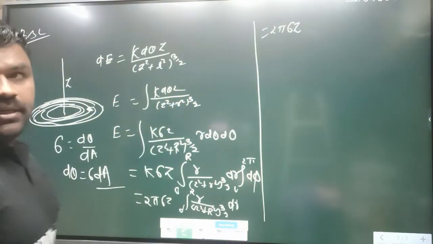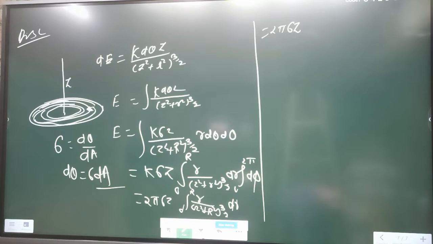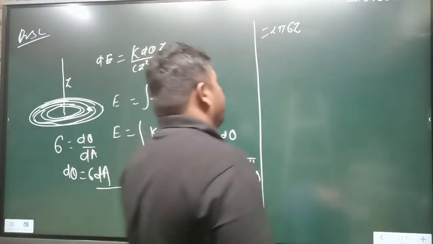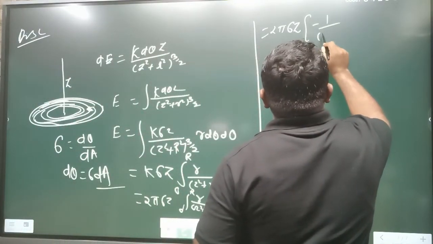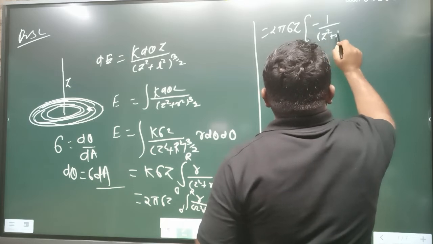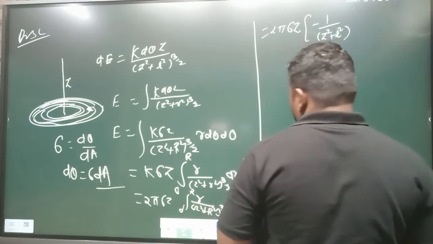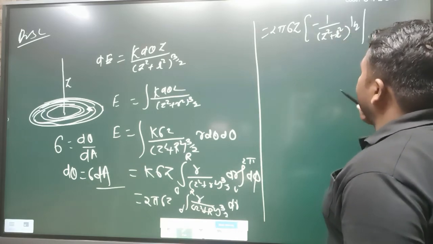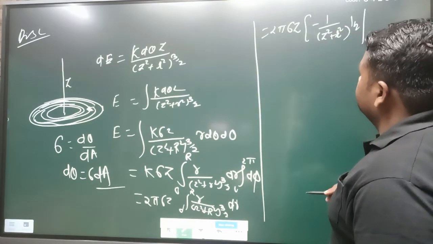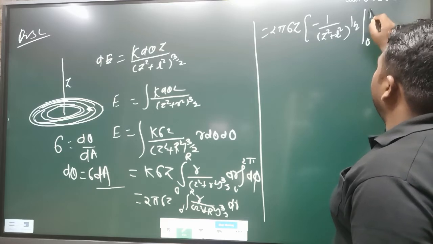2 pi sigma z minus something, minus 1 upon root of z square plus r square, bracket to the power 1 by 2, limit 0 to capital R.